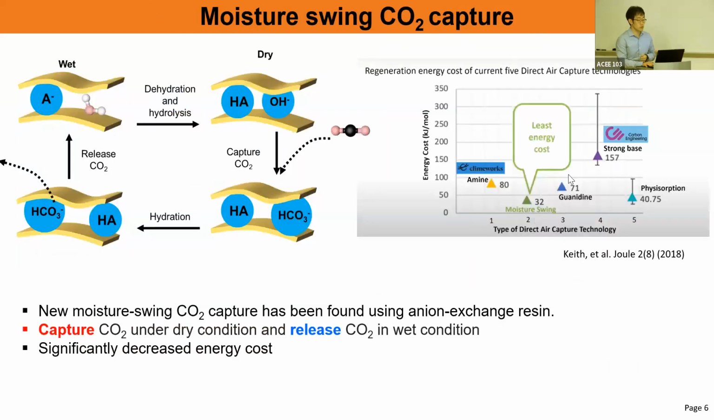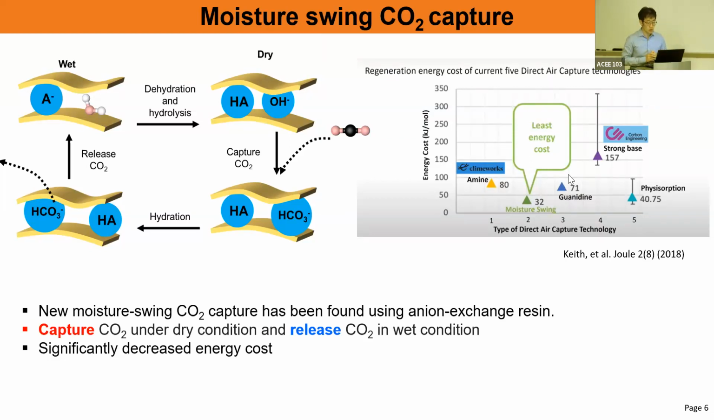So here comes a new technique called moisture swing carbon capture. This was accidentally discovered in 2010, because people initially didn't want to test the moisture swing, but later they found that it actually works. The major principle is that this technique regenerates the absorbent only by applying moisture, or just applying water. So according to calculation, it has the least energy cost when doing the regeneration process.